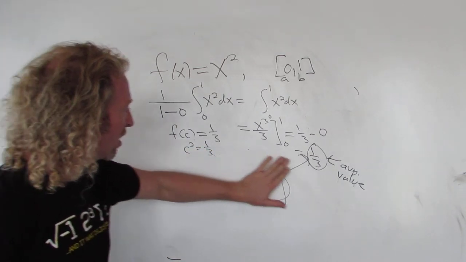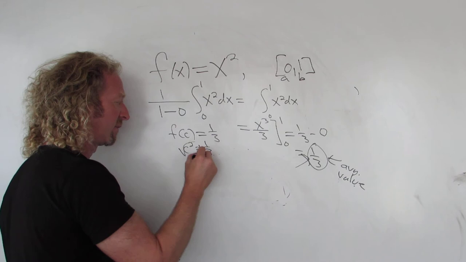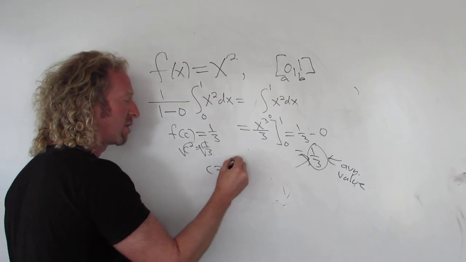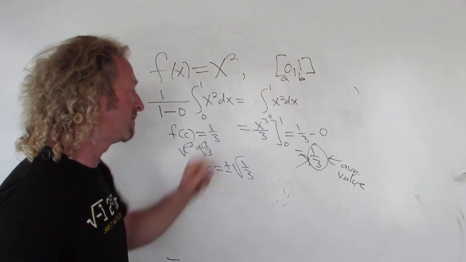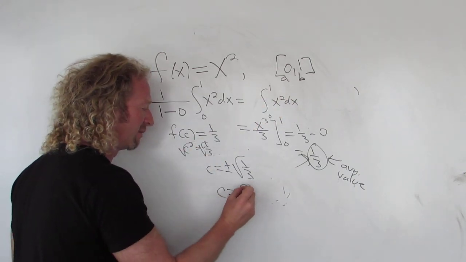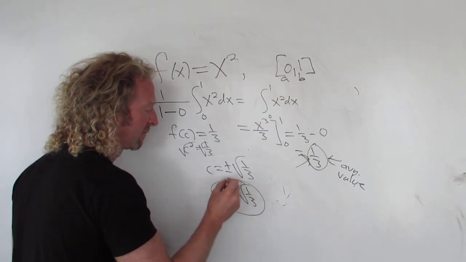And then to finish, we just take the square root. So you get c equals plus or minus the square root of 1 third. But we have to throw one of these away, because our c has to be in the interval, so we want the positive one. So that would be the value of c.